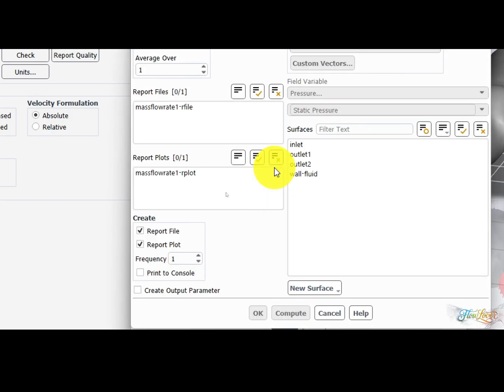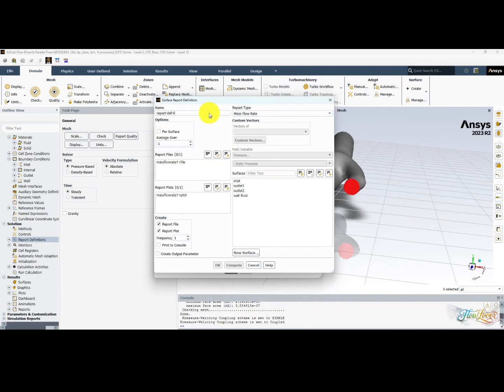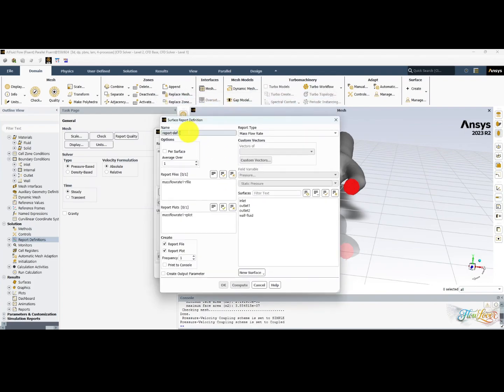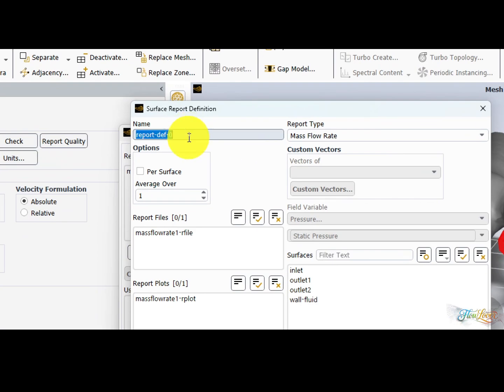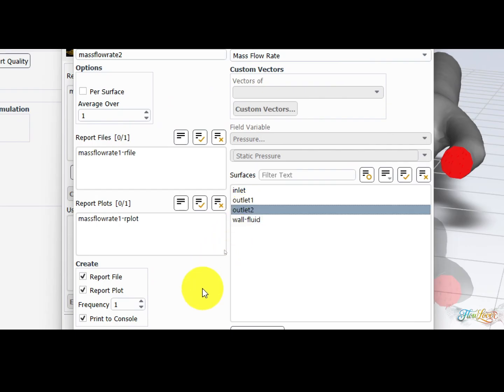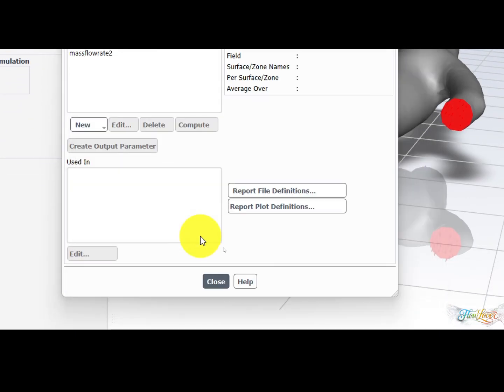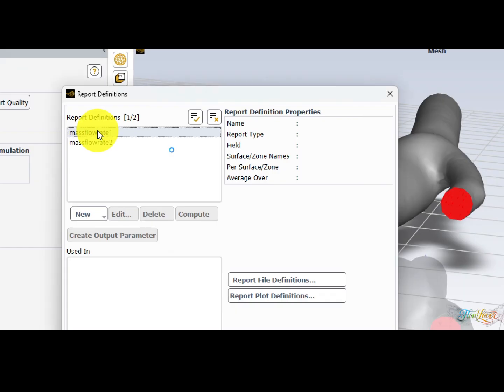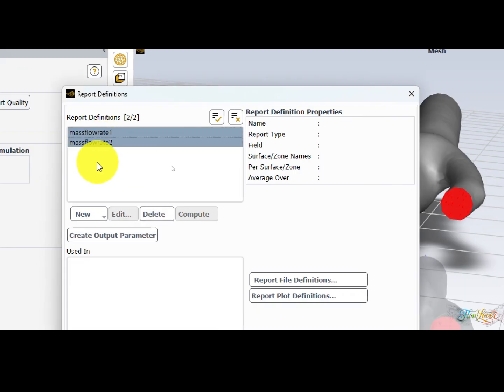Then we can go for the mass flow rate for the second outlet. Again, in the same manner, we can specify the name for the outlet 2. We can just write it mass flow rate 2. And then again, you have to specify the surface, which is the outlet 2. Then we have two report definitions, mass flow rate at the outlet 1 and outlet 2. And then we can close it.